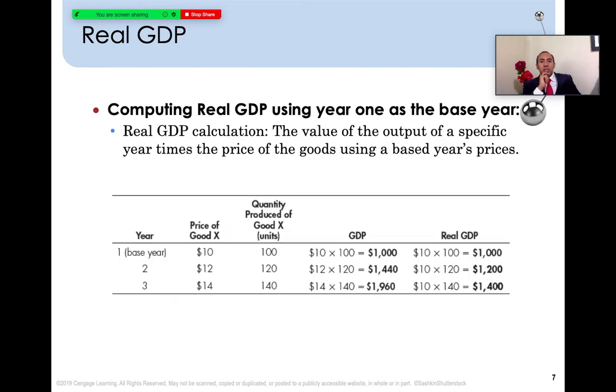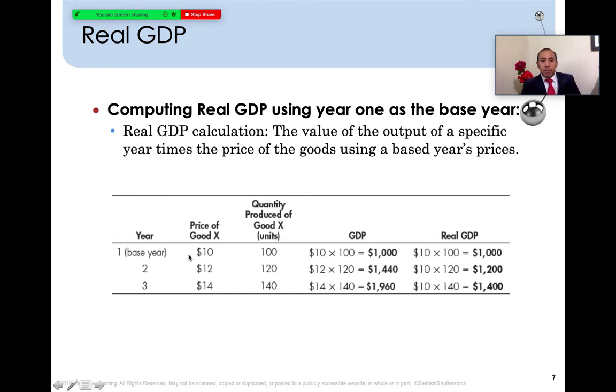Now, computing GDP using a base year as a reference. I'm going to start by differentiating between real GDP and nominal GDP, because those two are slightly different. We'll calculate real GDP as the value of output for a specific year times the prices of the goods in the base year.